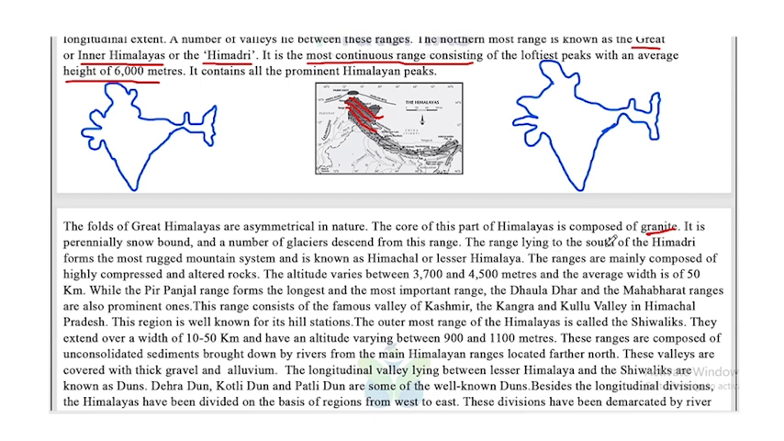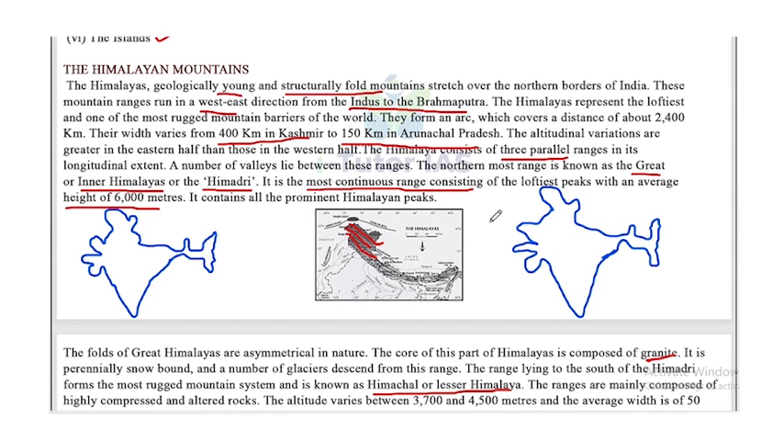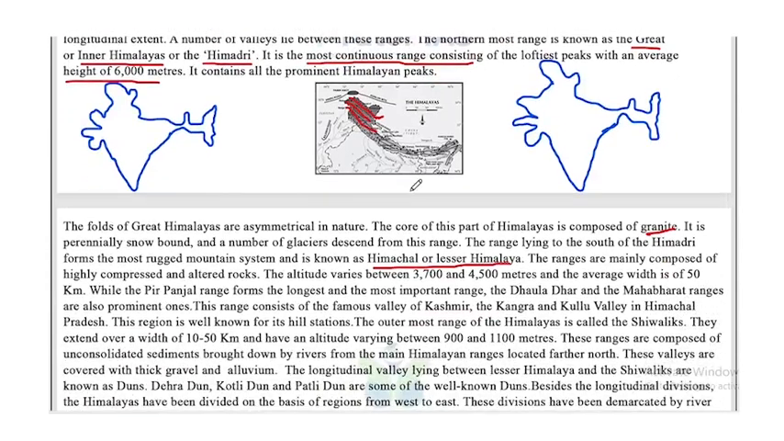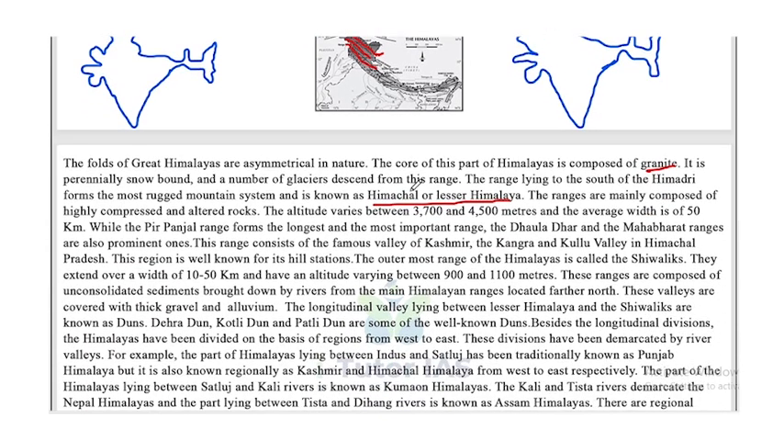The range lying to the south of Himadri forms the most rugged mountain system and is known as Himachal or Lesser Himalaya. So the first range is Himadri or Inner Himalayas, also called the Great Himalaya. It is the most continuous range and consists of the loftiest peaks, with an average height of 6,000 meters. The core part is composed of granite.